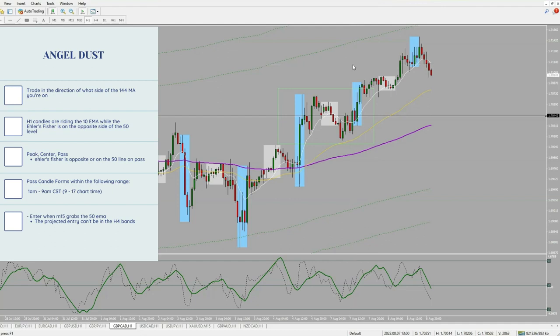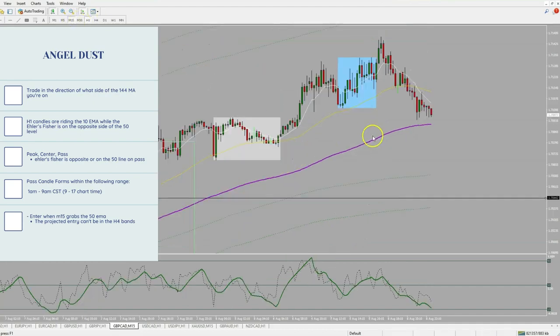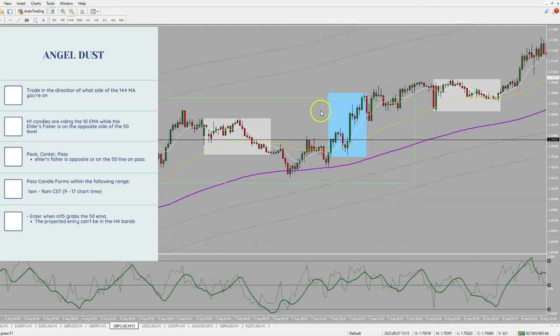So do whichever conversion you want to go by, but it needs to be within that range of time. Basically, it needs to be sometime between the beginning of London session up until the beginning part of New York session. Anywhere within that range is essentially what we're looking at. If you have all those rules, then PCP is established. At that point, all you want to do is go to the 15-minute time frame and wait on price to come back down and grab the 50 EMA.